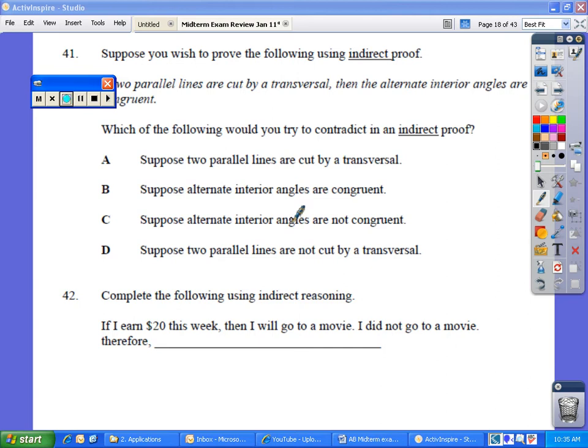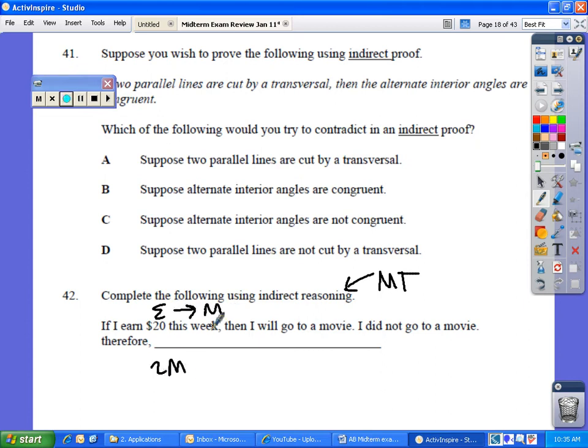Okay, complete the following using indirect reasoning. Indirect reasoning is basically another name for modus tollens. So if I earn $20 this week, then I will go to a movie. I did not go to the movie, which is the opposite of the conclusion. Therefore, I did not earn $20.